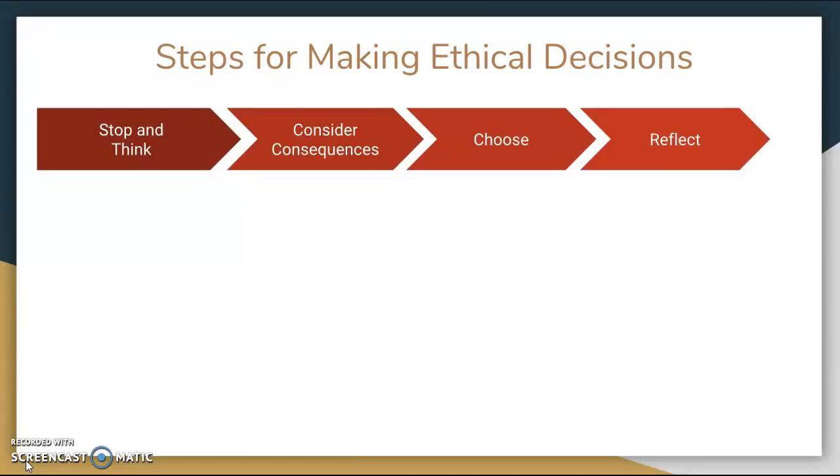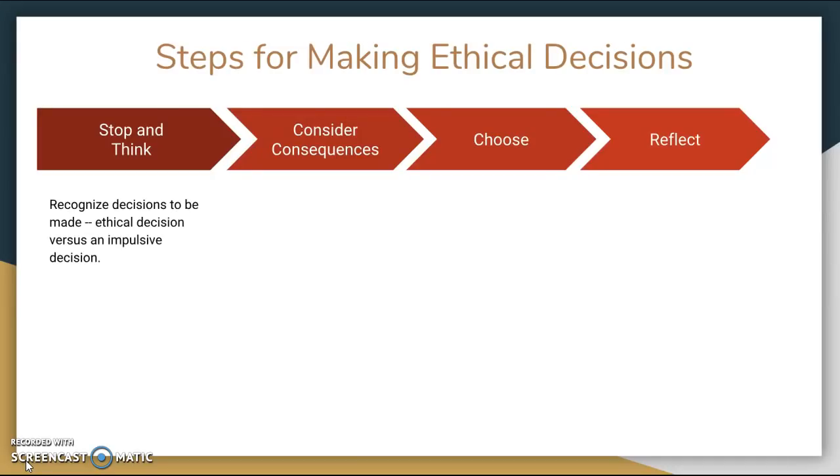Now we're going to talk for a moment about steps for making ethical decisions. You have 4 steps when it's time to think about making a choice between right and wrong and ethical decisions. The first step would be to stop and think, then consider consequences, then you're going to make a choice, and in the end, you would want to reflect.